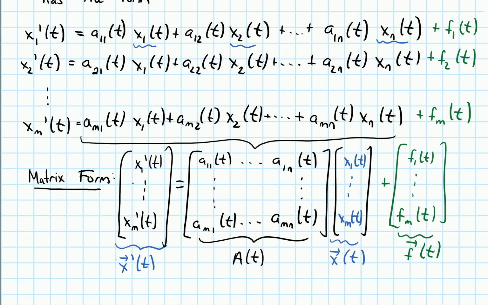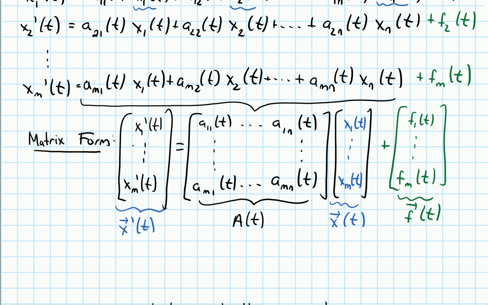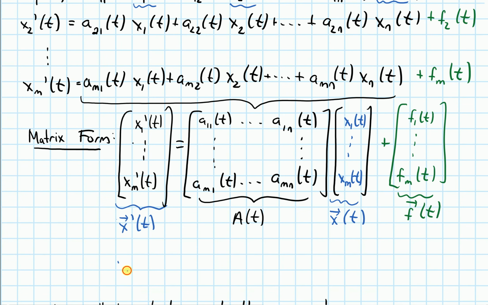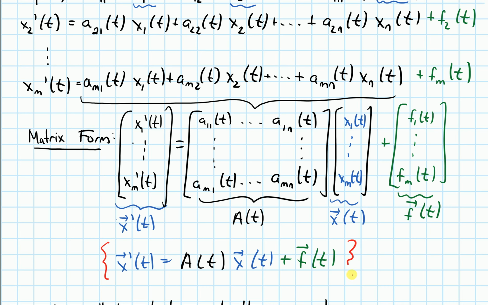Using this simpler notation, I can write this equation as x vector prime of t equals the matrix A of t times the vector x of t plus the vector f of t. Okay, so we've rewritten our system into this matrix-vector form, and this is what's called normal form for our system of differential equations.